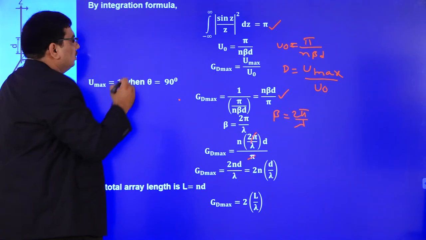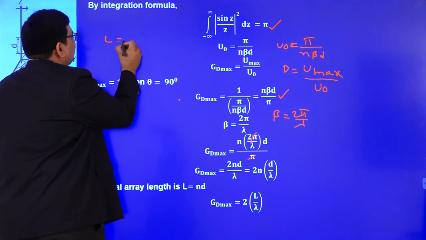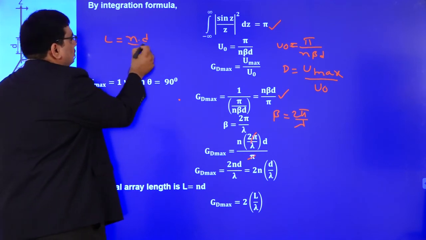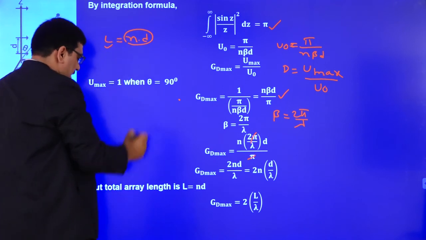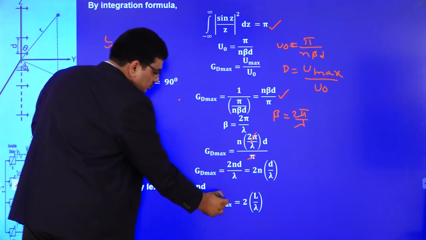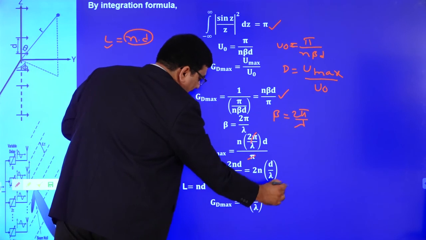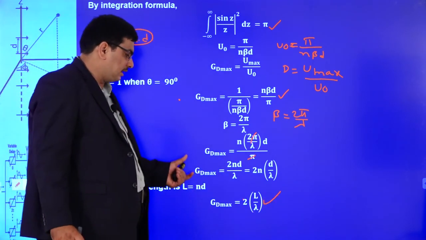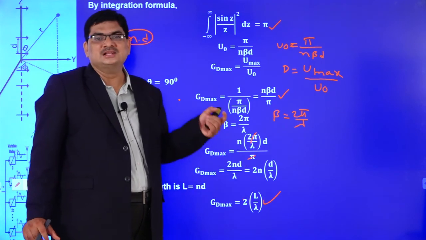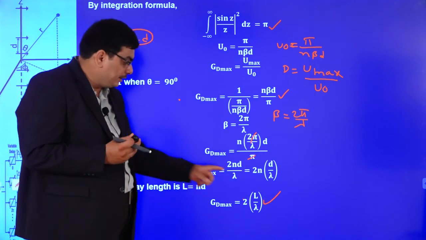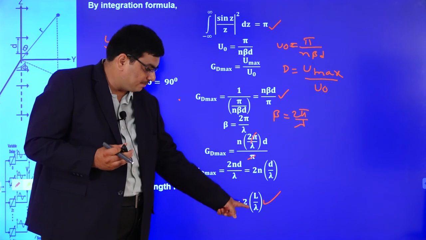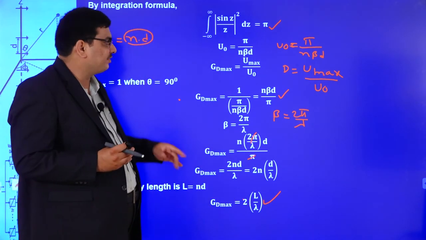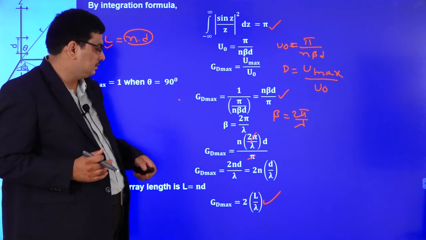But we know that the length of the array is equal to the number of elements into d. So in place of nd, you substitute L. So this becomes 2 into L by lambda, where L is the length of the array. If L is equal to 10 elements, so 2 into 10 by lambda, that is 20 by lambda, is the directivity of your antenna in the broadside case.